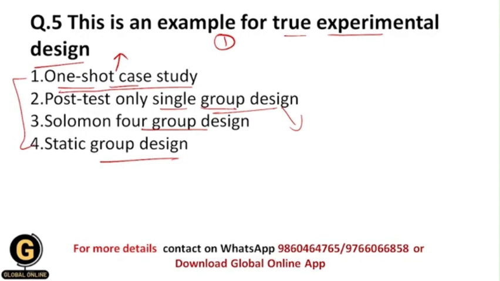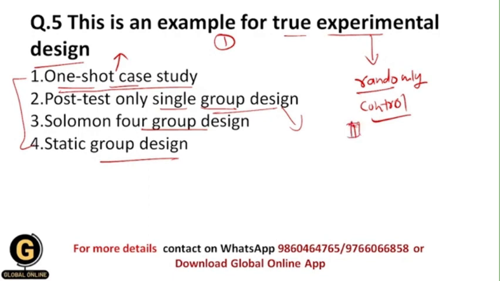So what is exactly a true experimental research design? I have told you earlier in this video that here participants are randomly assigned, and there is control over the variables. Okay, so these are the two main things, and as well we are going to manipulate the independent variable over here. So these are the most important features of true experimental research design.